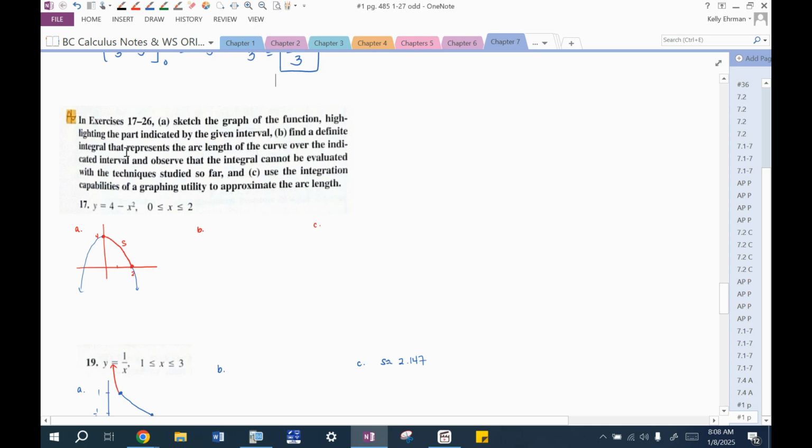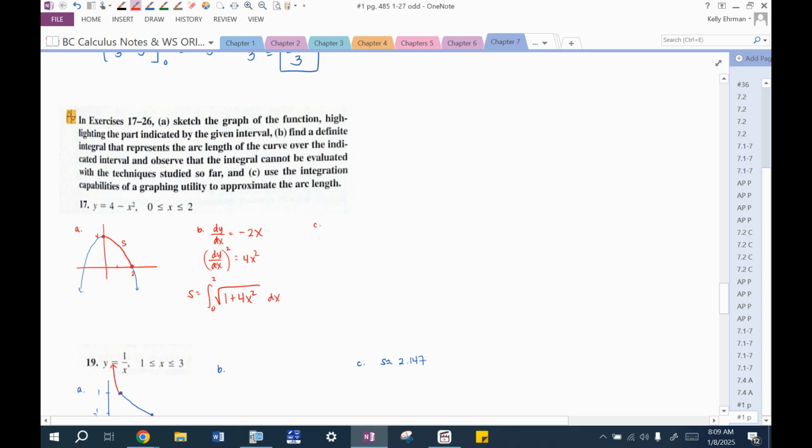B, find a definite integral that represents the arc length of the curve over the indicated interval, and observe that the integral cannot be evaluated with techniques studied so far. So in comes our calculator. Use integration to approximate the arc length. Okay, so we're going to begin with y. What's dy/dx? So dy/dx is 0 and then minus 2x. (dy/dx) squared is 4x squared. The arc length would be the integral from 0 to 2 of the square root of 1 plus 4x squared dx.